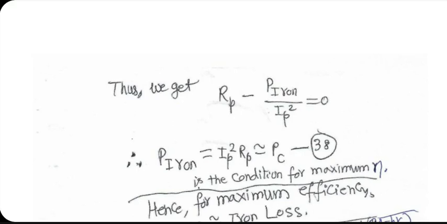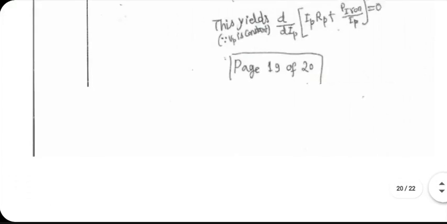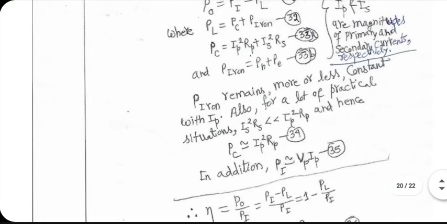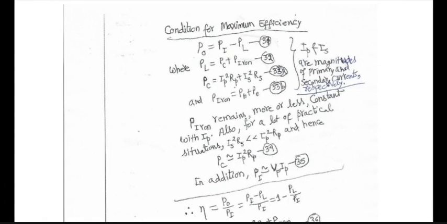It may not be true. It is very difficult to realize this condition in real life. But at least theory tells you that if you can make copper loss and iron loss equal, you will get almost the maximum power efficiency possible, the transfer. This is called the condition for maximum efficiency.